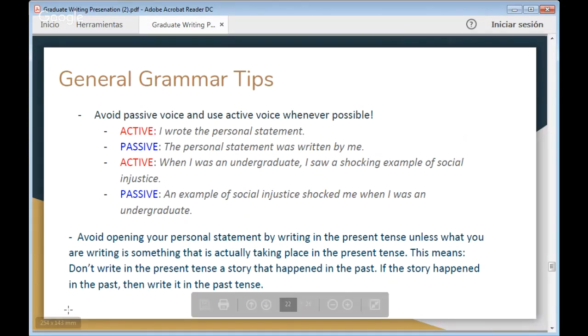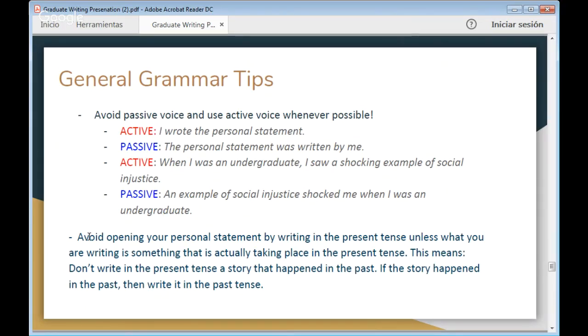Here in this second point, avoid opening your personal statement by writing in the present tense unless what you're writing about is actually taking place in the present. So, for example, if you're writing about a story that happened in the past, then you'll want to write it in the past tense. I know it can feel a little bit more dramatic to write in the present tense, but it doesn't. It just tends to turn out a little confusing. So if it is a story that happened in the past, write it in the past tense.